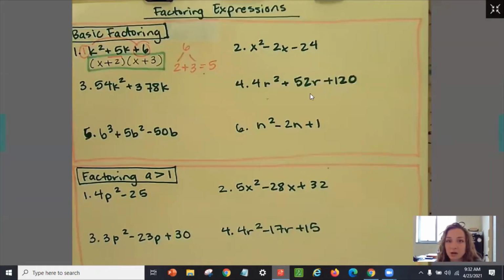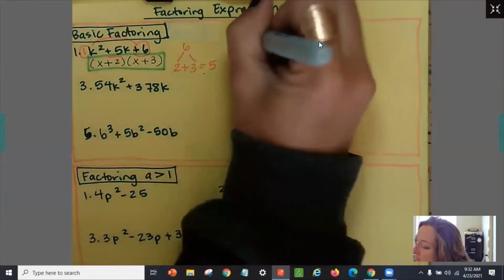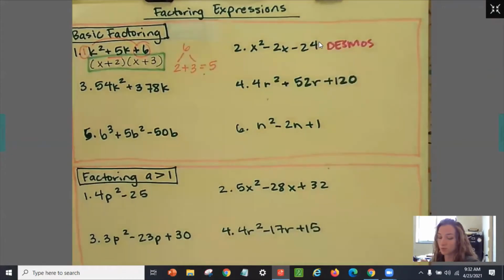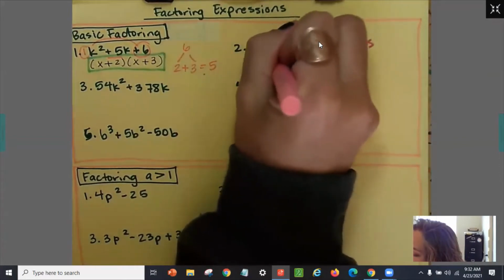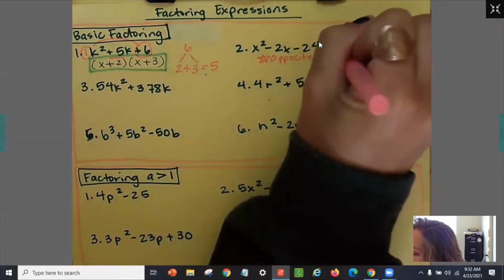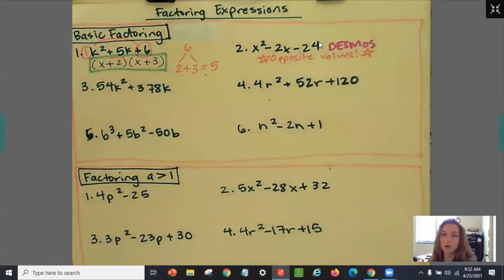All right, let's try out the second problem, and this one we're just going to do in Desmos. So we're going to go to Desmos, and we're going to type this in, okay? We're going to see where it goes, and then we're going to use the opposite values, okay? So let's make a little star, opposite values. Okay, so let's go to Desmos. We're going to type this guy in.